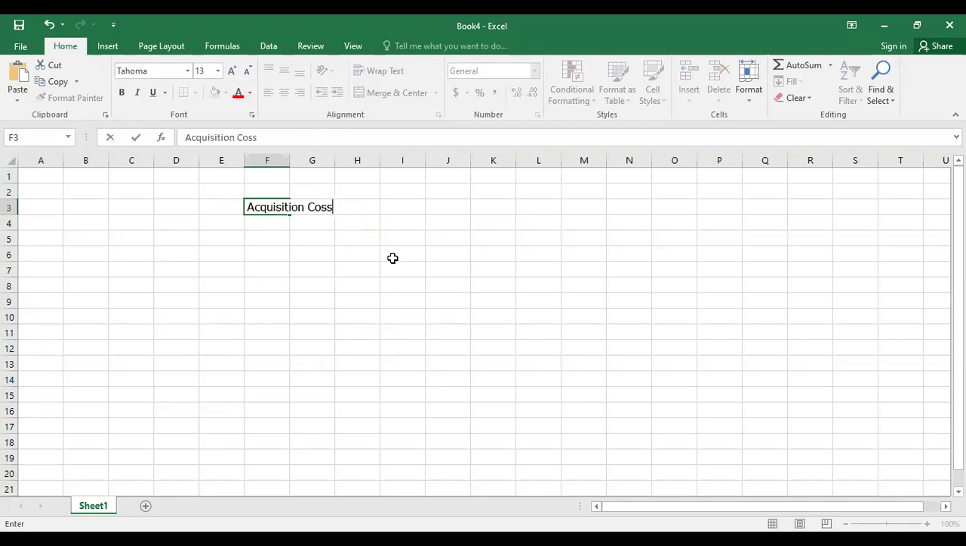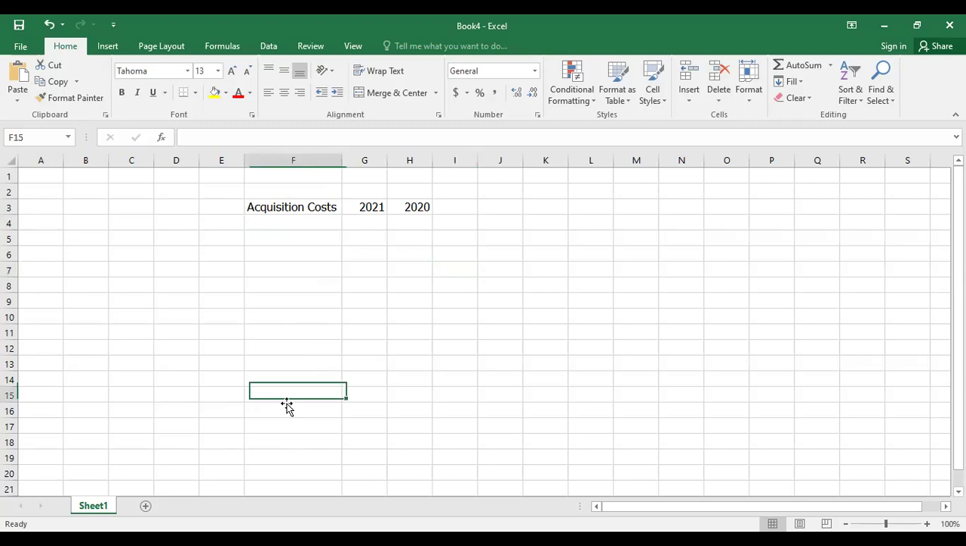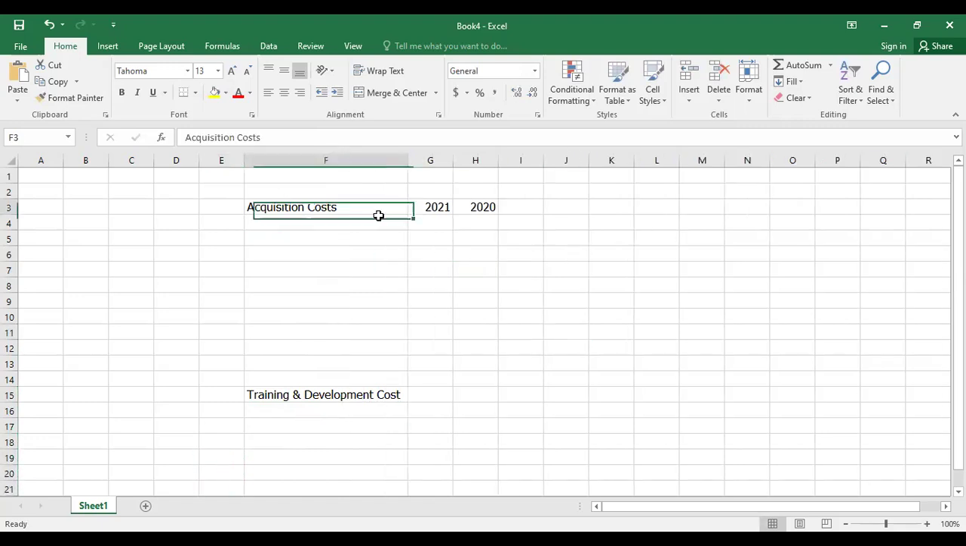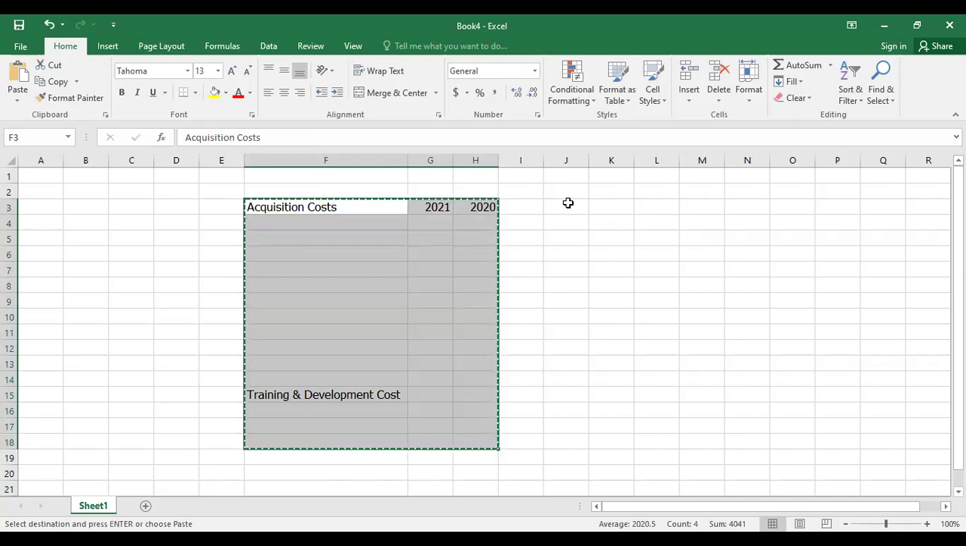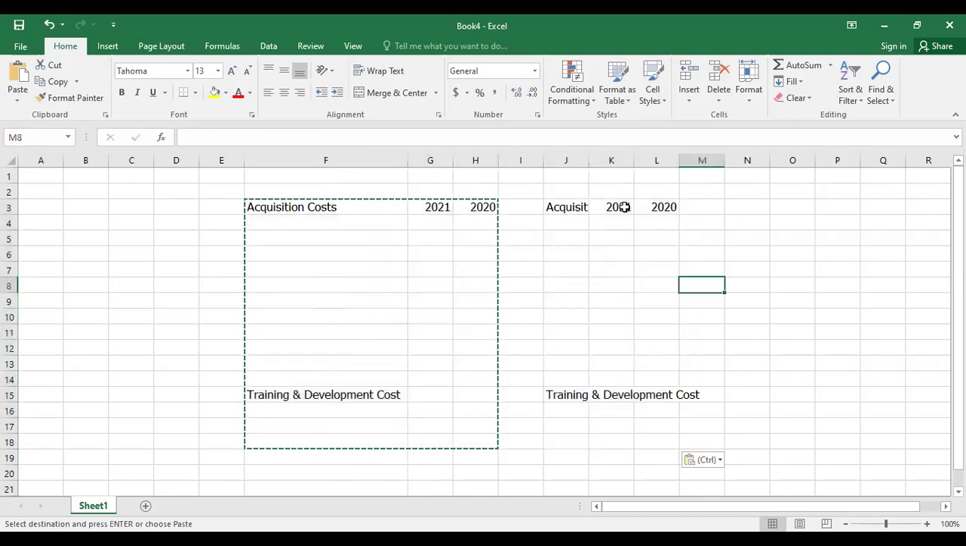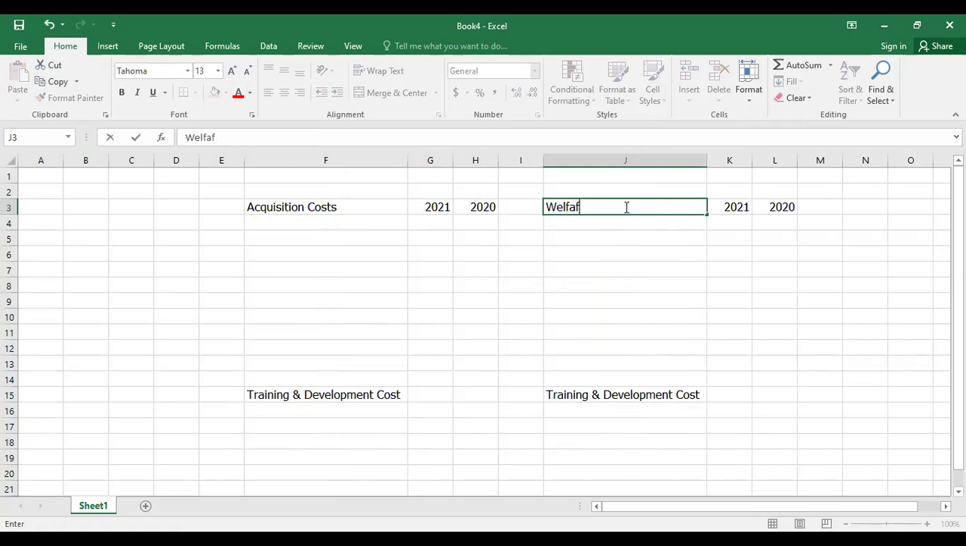Acquisition cost. After acquisition cost, what then are we going to have? We have training and development cost. So between those 2 years, of course, we can group them this way for the other two so that we can maintain the same screen. Come here, place others here too. Then we have welfare cost, and the last one we'll be having is others.